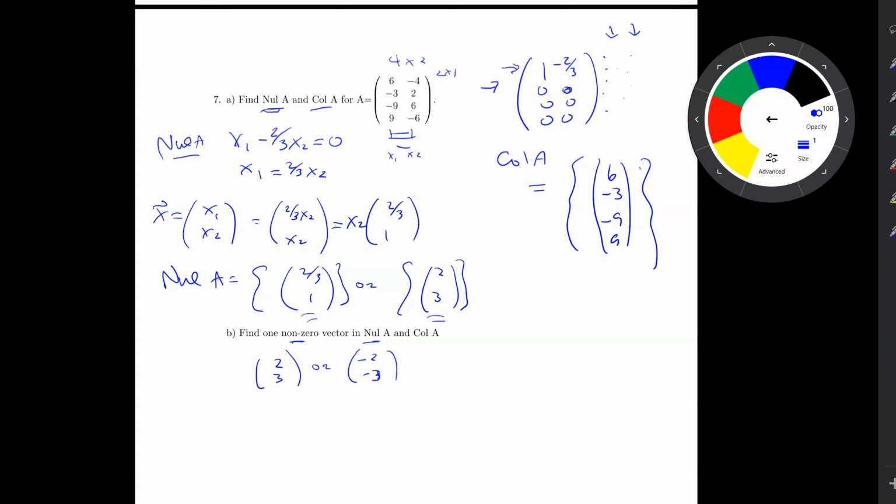So a vector in column A, you could use just the opposite of this vector here: (-6, 3, 9, -9). So 2 different kinds of vectors, right? The domain is R2, and then the codomain is R4. So the domain vectors and then the codomain vectors.